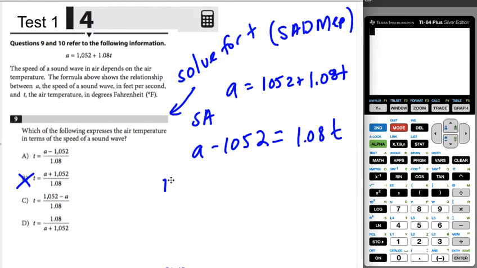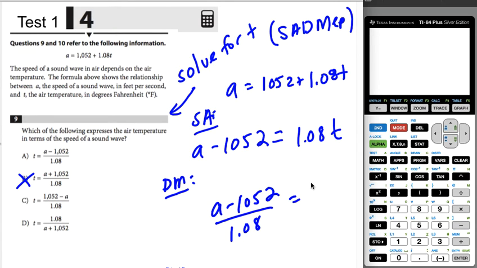And then I'm going to do my division and multiplication, right? And I'm going to divide by the 1.08. So I seem to get this, which is answer A. And that's it.